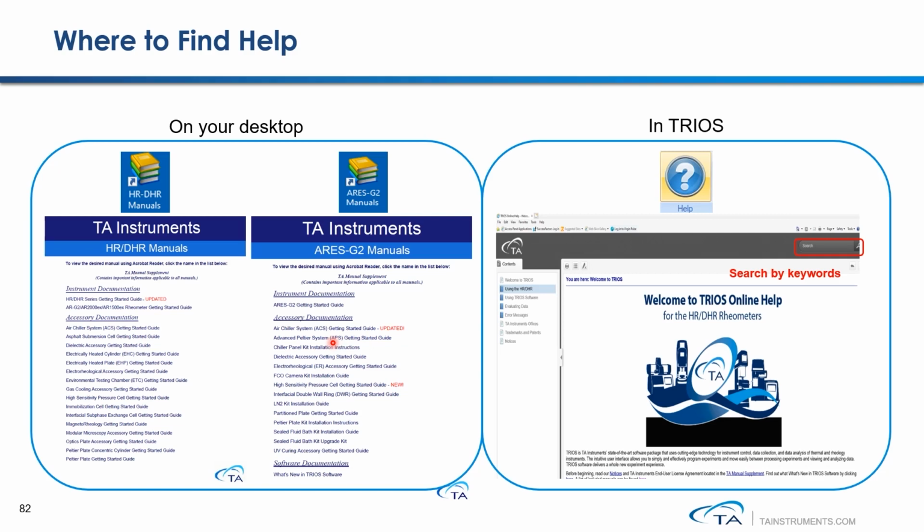After you open TRIOS, when you double-click on this big green question mark, you will open this TRIOS Online Help menu. You can search this online help by typing in some keywords, which will allow you to find the topic of your interest a lot faster.